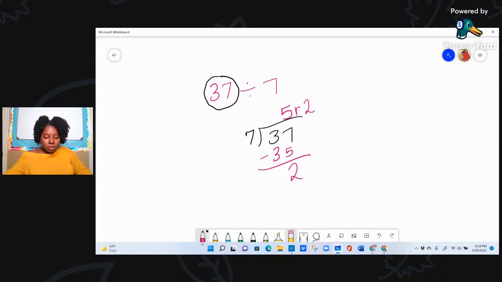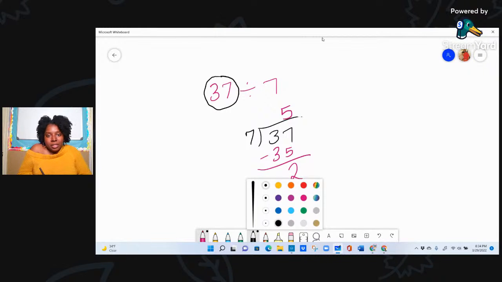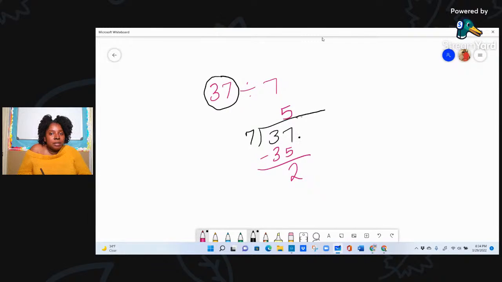Oh, you're in middle school? Okay, well, hold on. You need to learn this part. In middle school, you shouldn't be working with remainders. I'm pretty sure, because I teach 6th and 7th grade, you have learned decimals. So we add a 0. And then 7 goes into 20 how many times?